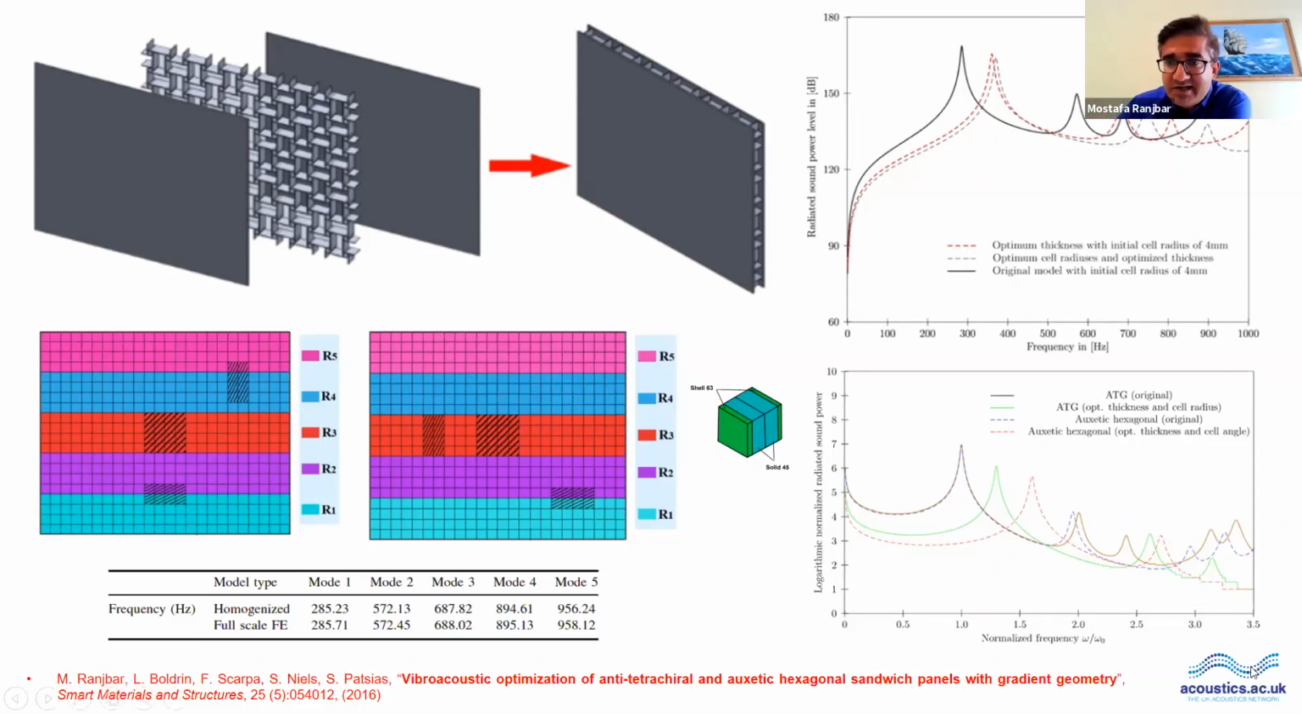And you can see here that, for example, this is for anti-tetrahedral. Here is for the hexagonal case. You can see how, when we are using the hexagonal case in the gradient geometry and changing their internal angles, we can reduce the level of noise, changing the natural frequencies of the initial structure. So you see the effect of the optimization of the geometry of the auxetic structure on the vibro-acoustic performance of the sandwich panel.